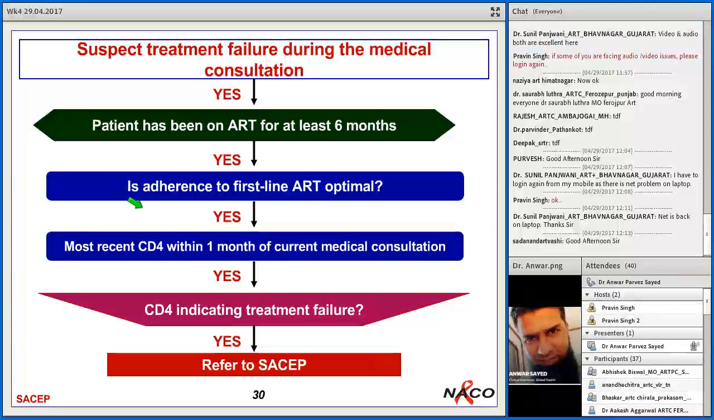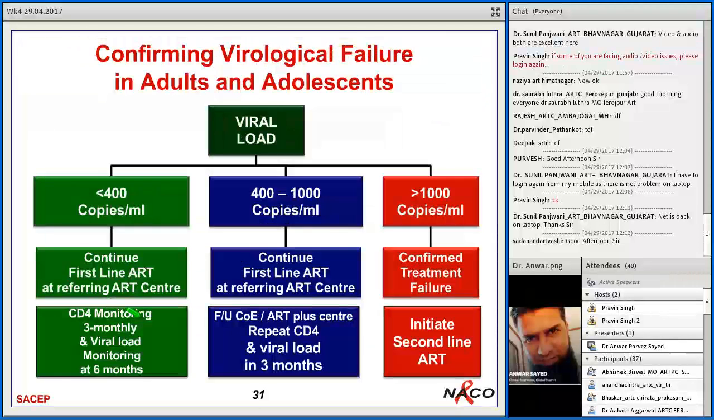Adherence should be good if a person is on ART before labeling a patient as immunological failure. The most recent CD4 should be done within 1 month before referring, and we should also see whether the CD4 is indicating treatment failure or not. That is the immunological failure criteria, the 3 criteria we spoke about, and whether those are being satisfied or not.